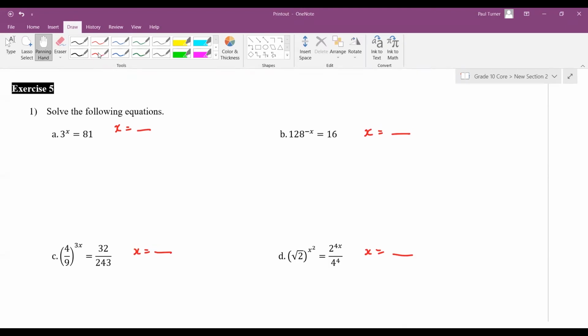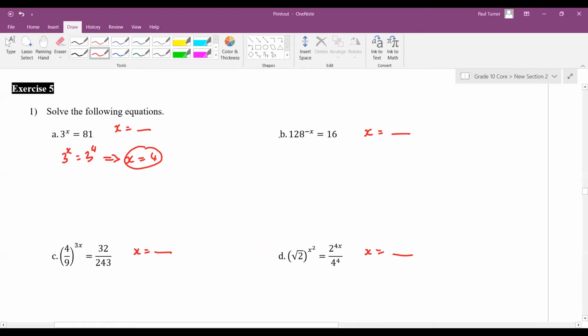So in question 4, well, 3 power x. So we try to make 81 3 power something. So that would be 3 power 4, isn't it? 3 power 4 is 81. So this implies that x must equal 4 in that case.